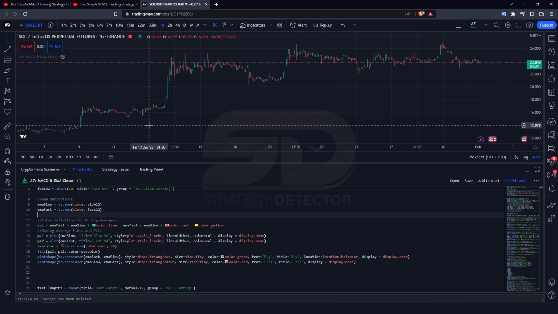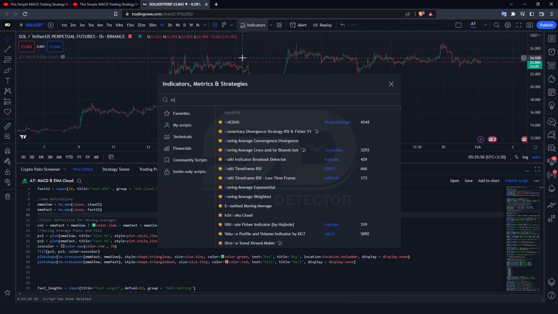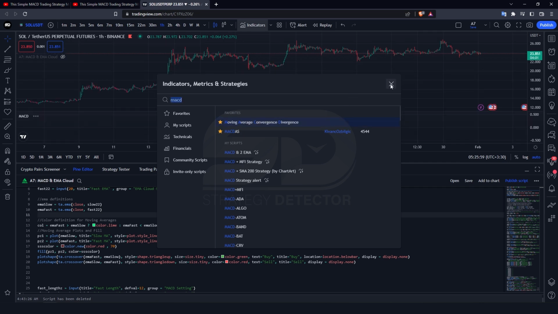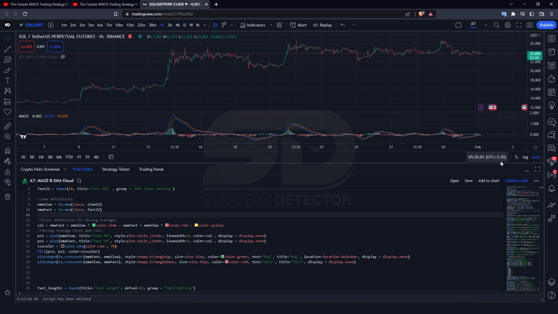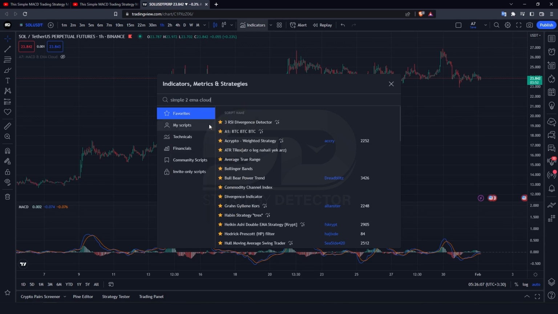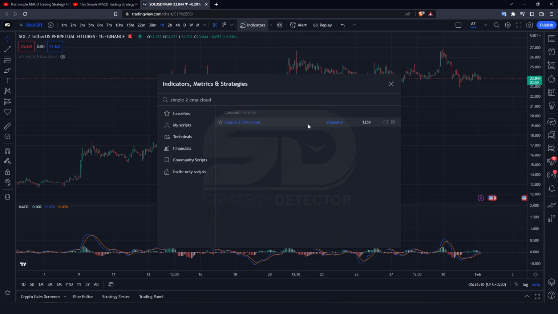Okay, this strategy contains 2 indicators. The first one is the MACD indicator and the other one is the EMA cloud indicator. Well, he used these 2 indicators and we're going to add them to the chart. Okay, hit the indicator tab up here and we need to add the first indicator, the popular MACD, moving average convergence divergence. We add this one to the chart. And now the second indicator I'm going to add to the chart is the simple 2 EMA cloud. We also add this one to the chart.